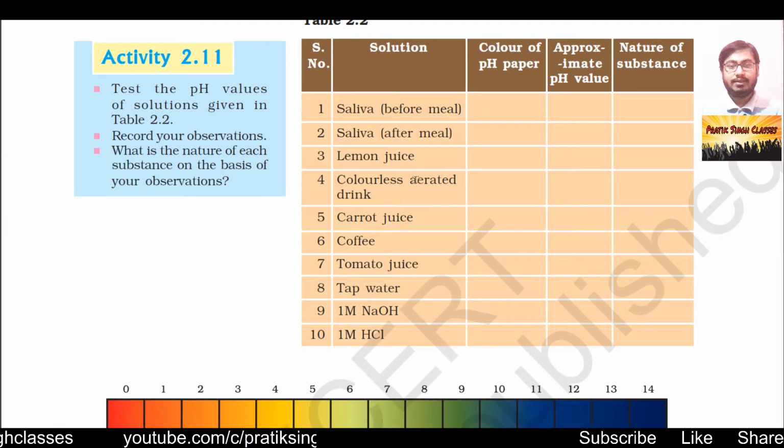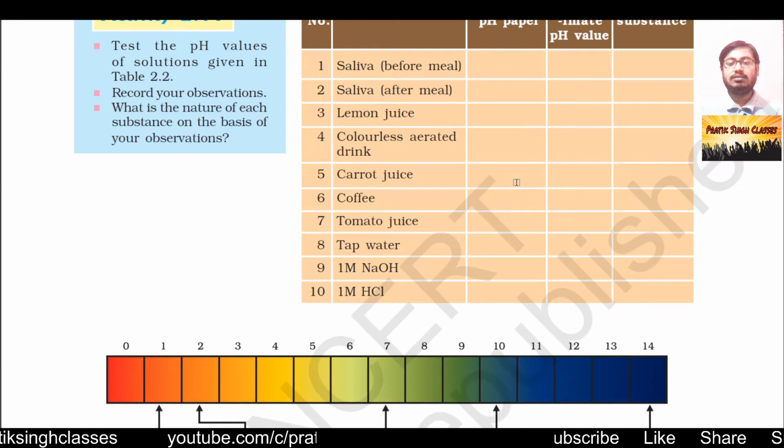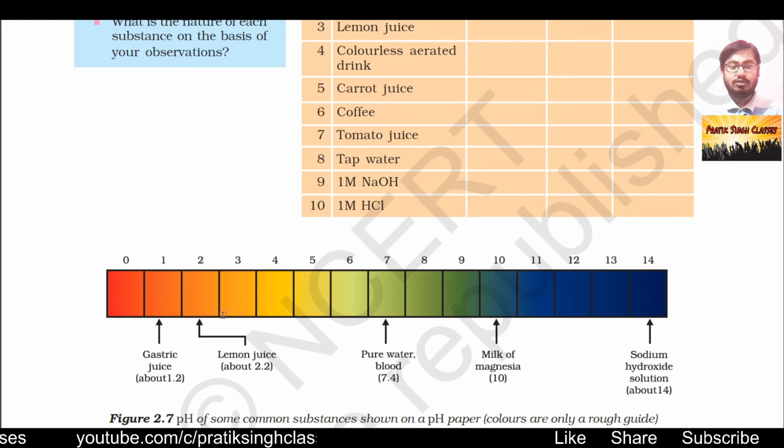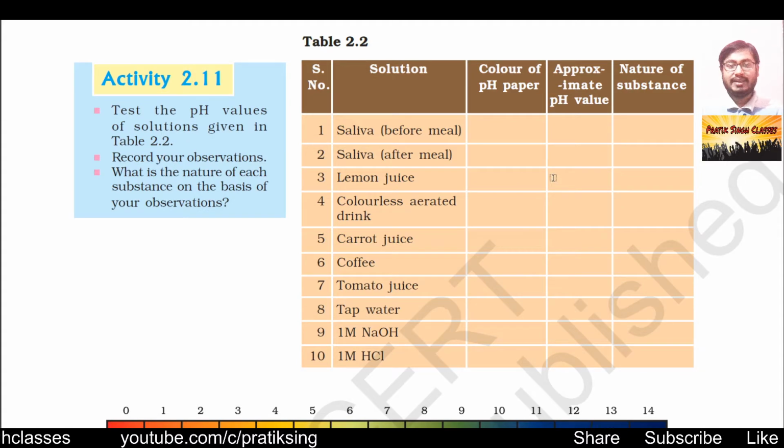Here, saliva before meal, before you eat. Put your saliva on litmus paper and see what the color of the paper is. Then according to the darkness of the color, as you can see in this scale, in figure 2.7, as the color changes, it shows the acidity or basicity, and also the strength of the acid or base. So you have to write it down.